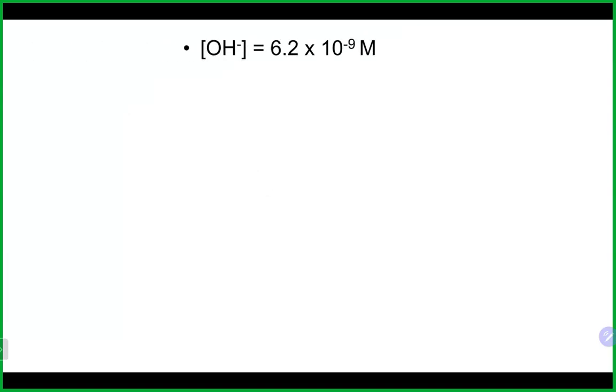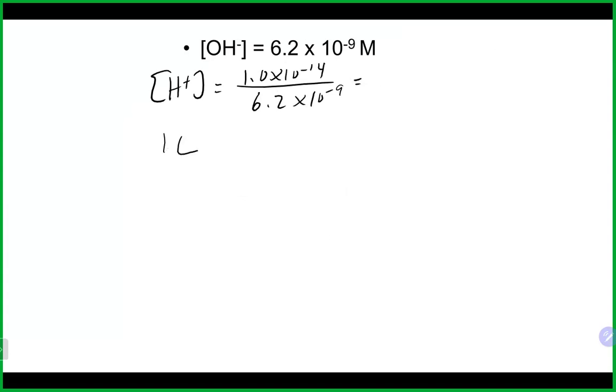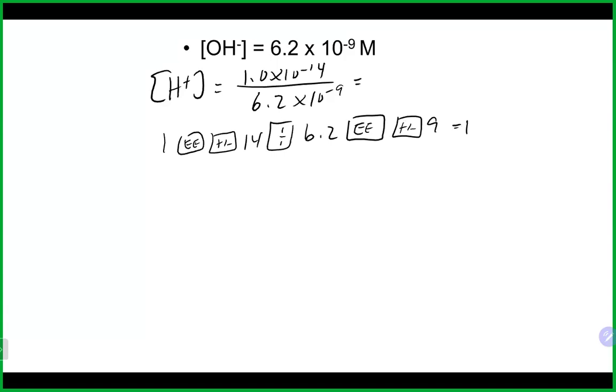Looking at the next one here, we have the OH minus in this case, which means we would be solving for the H plus concentration. And that's going to, again, be our 1 times 10 to the minus 14 divided by 6.2 times 10 to the minus 9. Again, punching those in correctly: 1, exponent button, negative button, 14, divide 6.2, exponent button, negative button, and 9, and equals will give us here 1.6 times 10 to the minus 6 molar.